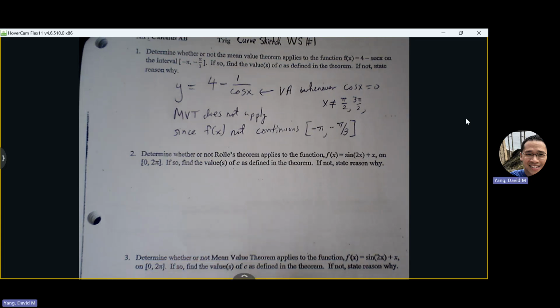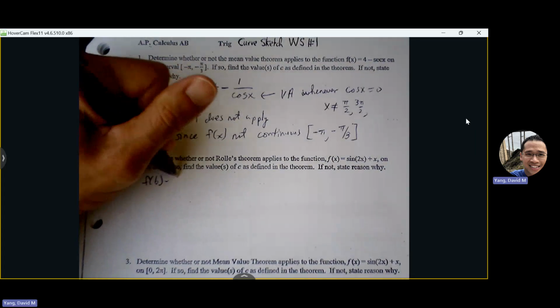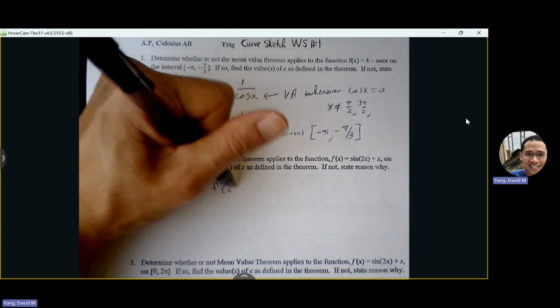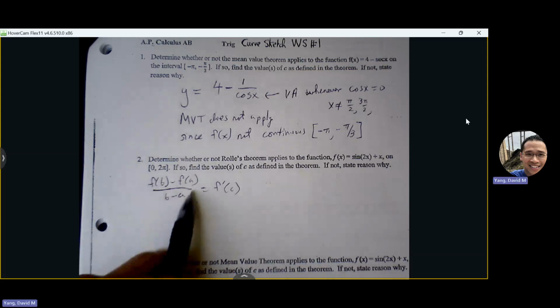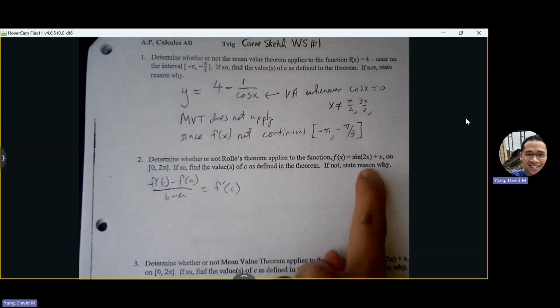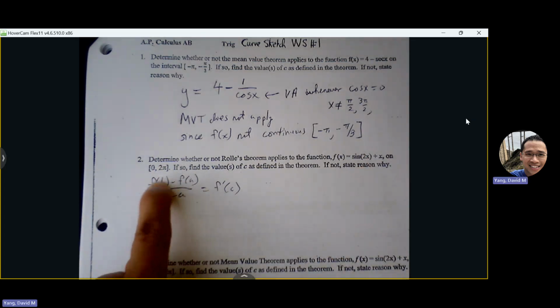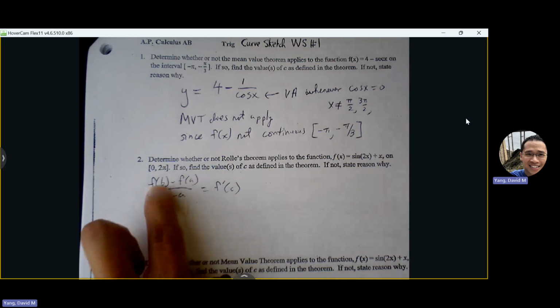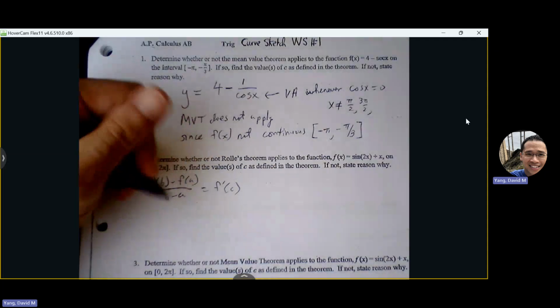Okay, number 2, determine whether or not Rolle's theorem applies. So Rolle's theorem looks like this: f of b minus f of a over b minus a equals f prime of c. So let's figure out, well, first off, conditions. The first two conditions are good. No issues with continuity, no issues with differentiability, because with sine, there's no asymptotes and the graph is always smooth. But is it going to pass the third condition, meaning is the graph going to be directly across from each other, forcing us to get a 0 out of the slope?